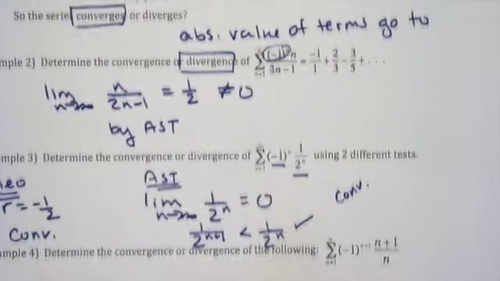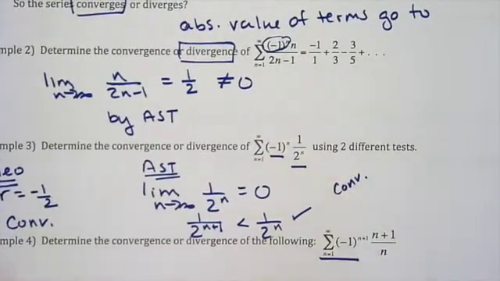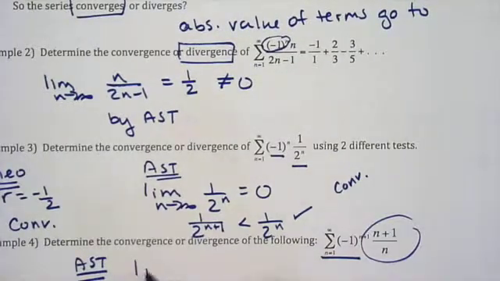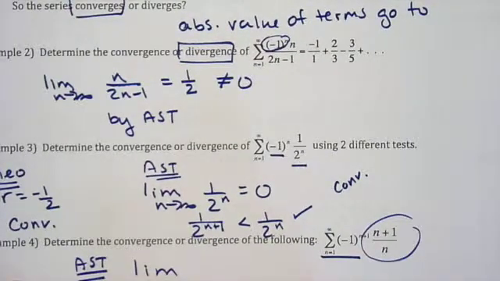Okay, last one. Again, we're going to use the alternating series test here. This is not a geometric series. So let's start with the limit of the general term. Is that going to 0? No, it's 1, so we say it diverges.